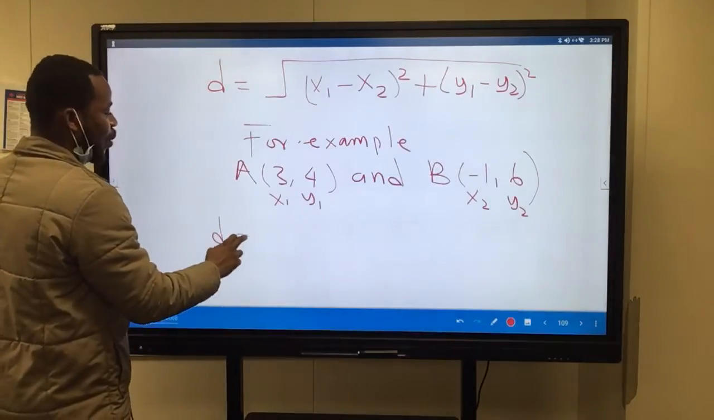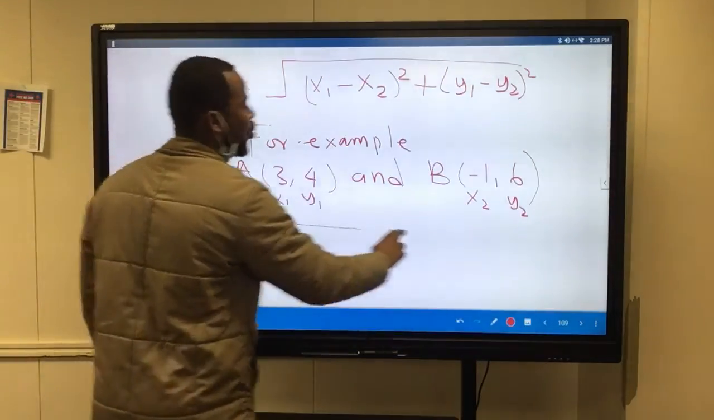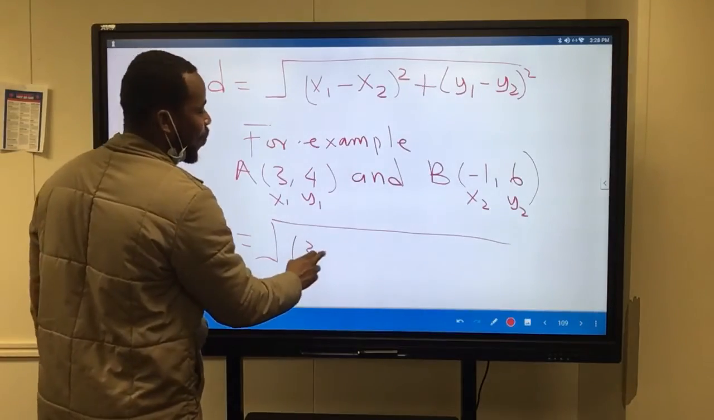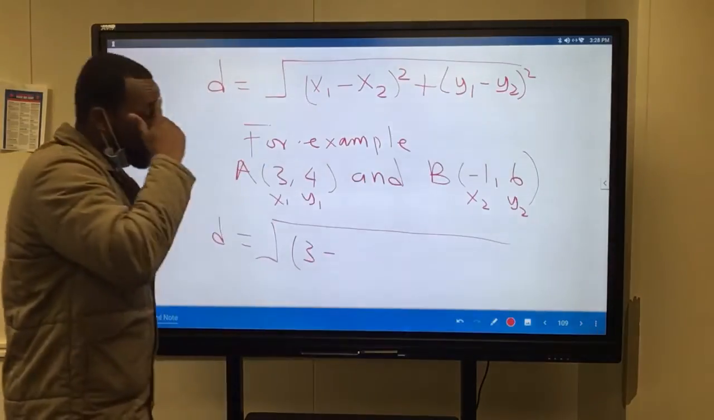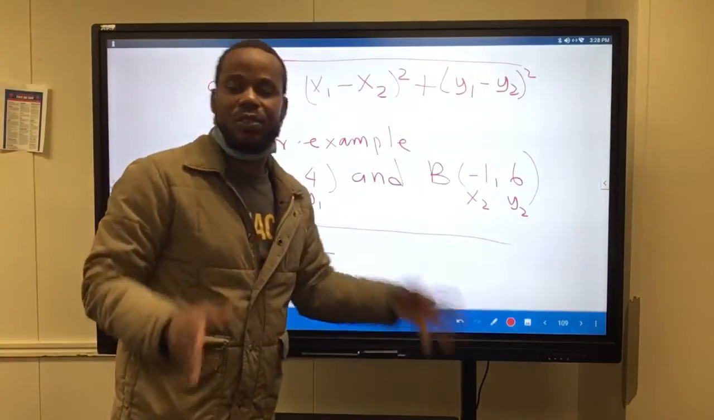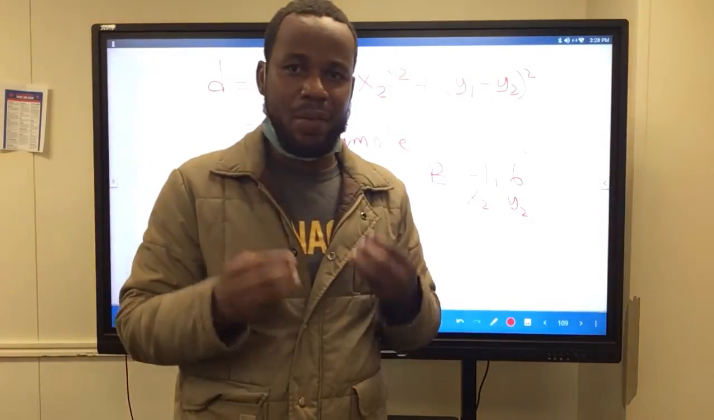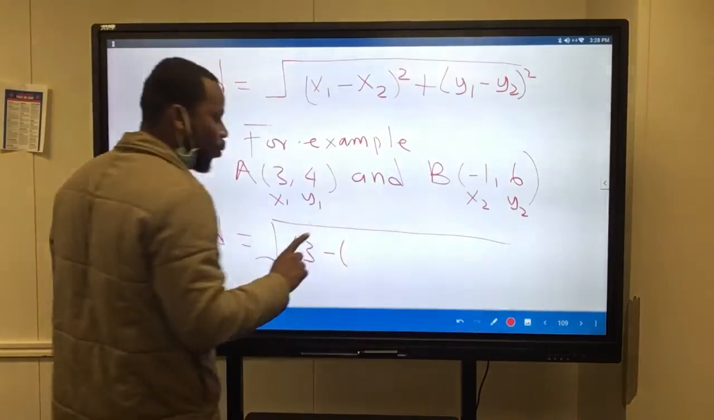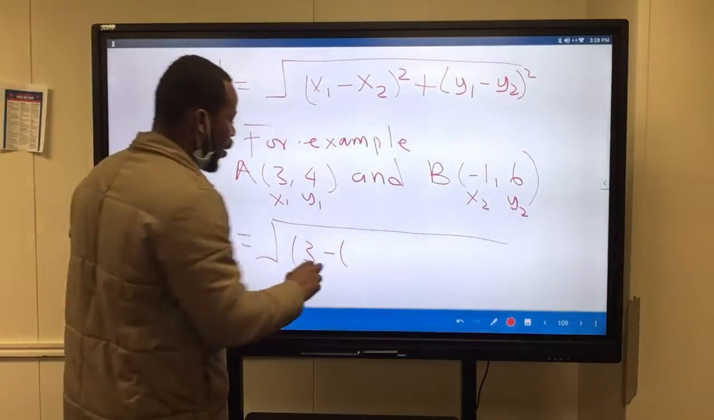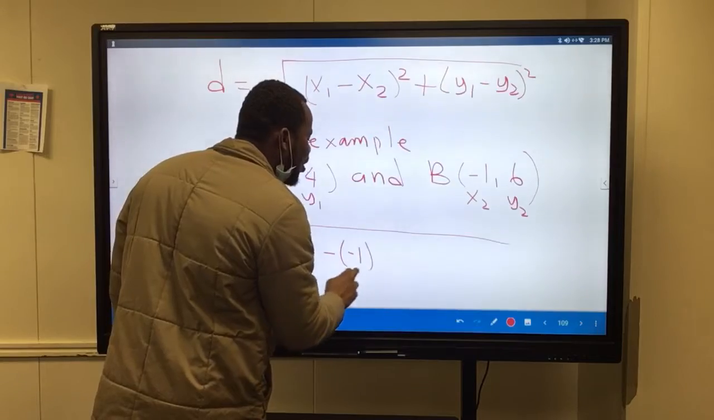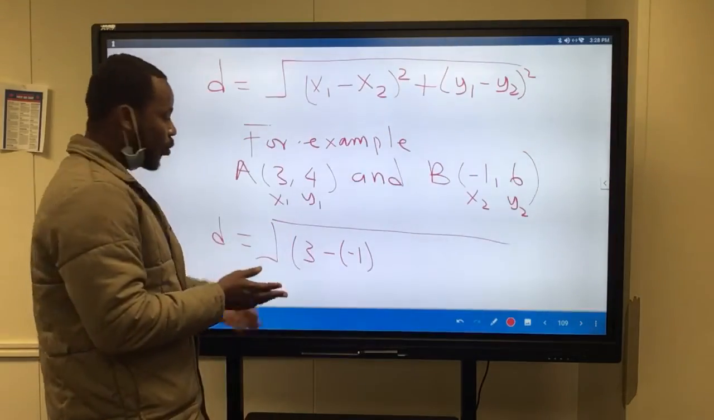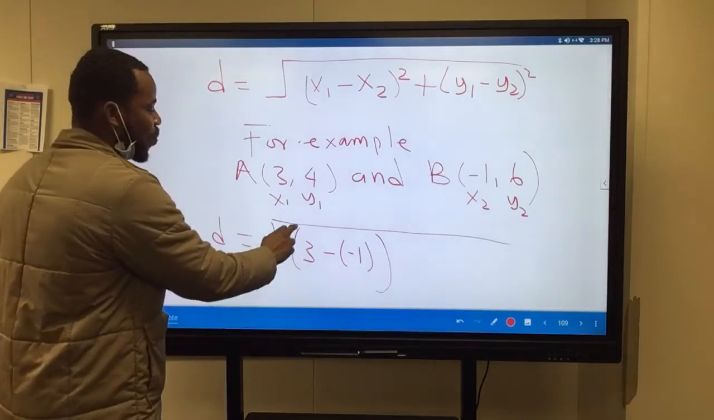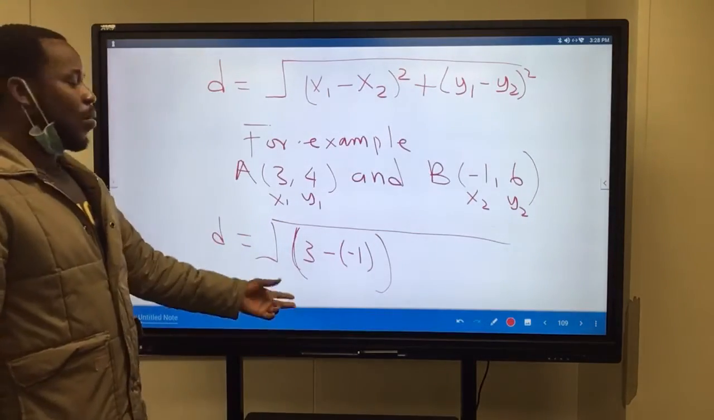So, distance will now be equal to the root of x1, my x1 is 3, minus. Now, you have to be careful when you see a negative. Something should pop up in your mind. It's very important when you see a negative. It means something is not good. So, take your time. Now, I'm going to put this negative into its own bracket so that I know I'm dealing with the negative.